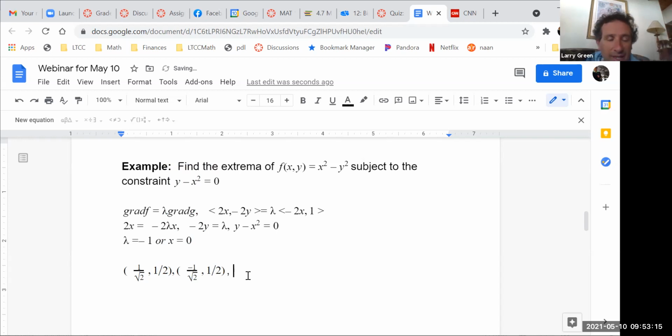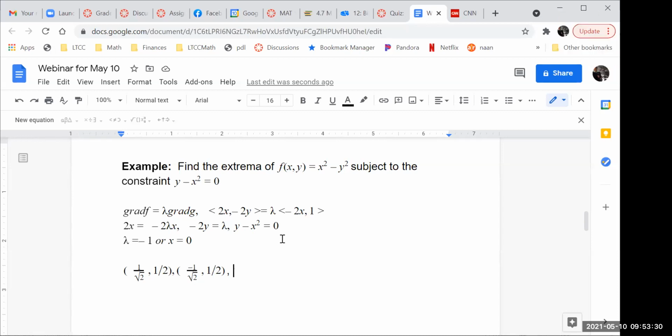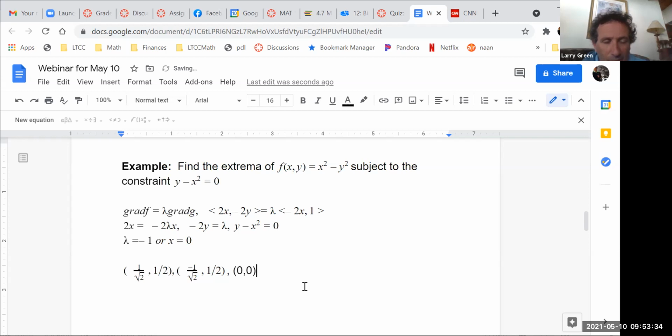Any questions on the lambda equals 1 piece? Okay, then there's the x equals 0 piece. If x equals 0, what do you know about y? Y is also 0. So you also have 0, 0. Any questions so far? Because we're not done yet.